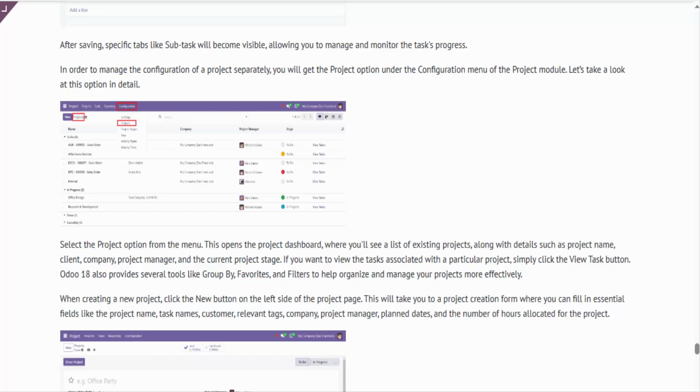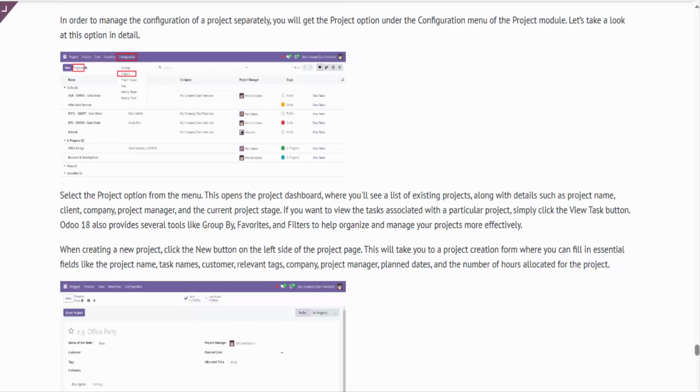In order to manage the configuration of a project separately, you will get the project option under the configuration menu of the project module. Let's take a look at this option in detail. Select the project option from the menu. This opens the project dashboard, where you'll see a list of existing projects, along with details such as project name, client, company, project manager, and the current project stage.